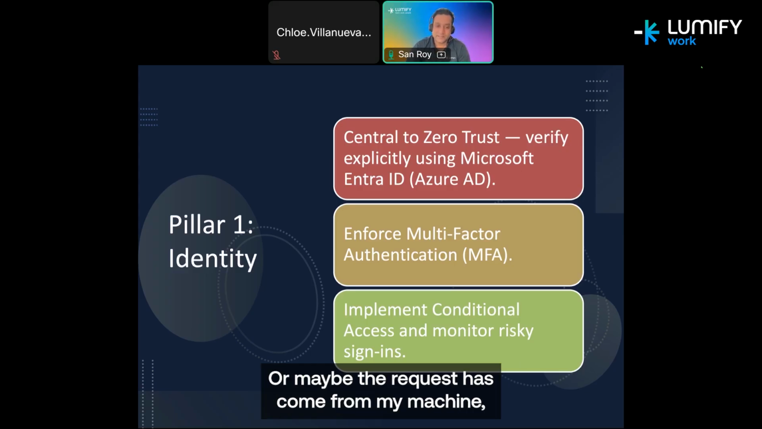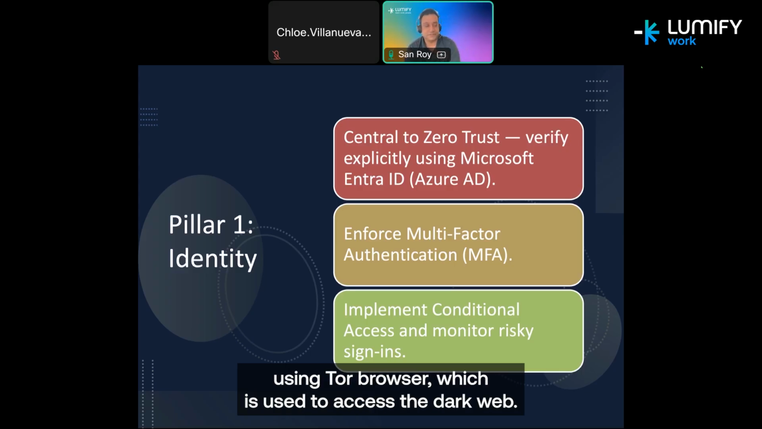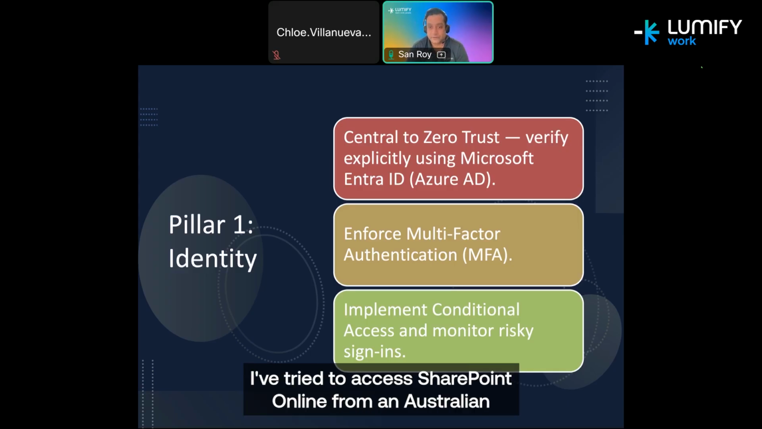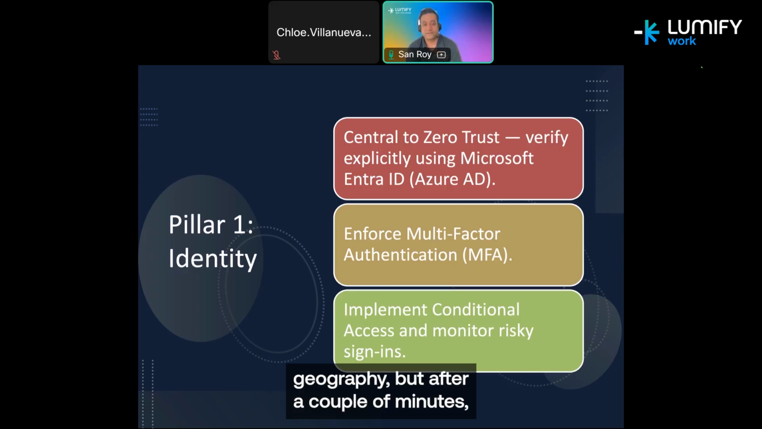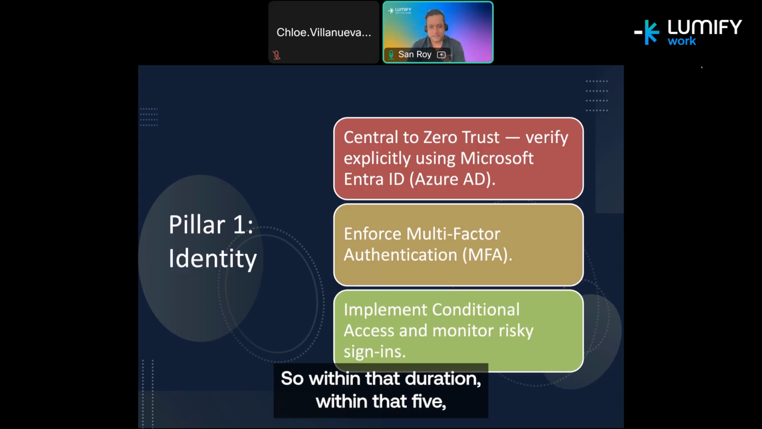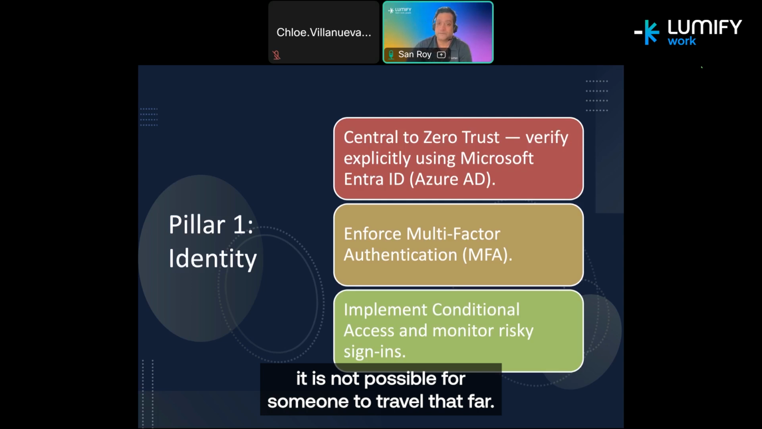Or maybe the request has come from my machine, and my machine has got an IP address which happens to be a well-known Tor exit node. Or maybe I've decided to open or connect to Teams online using Tor browser, which is used to access the dark web. Or maybe another example could be I've tried to access SharePoint online from Australian geography, but after a couple of minutes, the same request is coming out of my system having an IP address which belongs to a different geography. So within that 5-10 minutes duration, it is not possible for someone to travel that far.